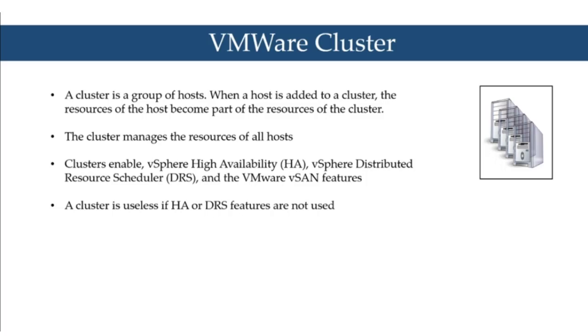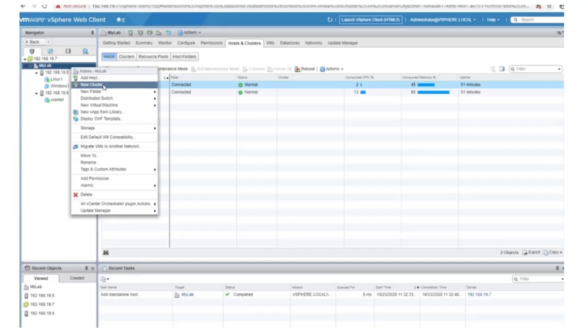A cluster is useless if HA and DRS features are not used. So basically a cluster covers two features of VMware: one is HA and the other one is DRS. I will cover all these features of the cluster in my coming videos. So let's move to the next slide. I will demonstrate how to create a cluster in my lab environment.